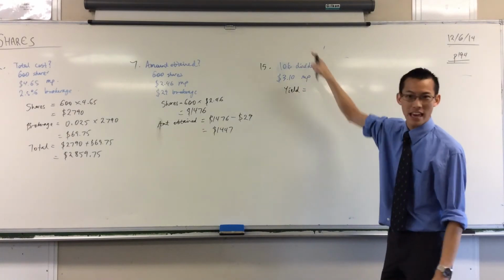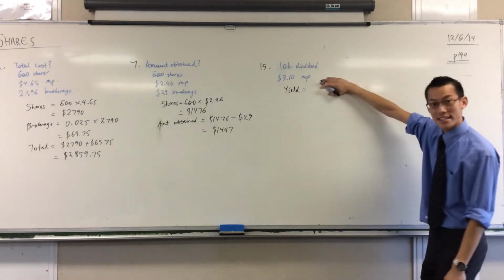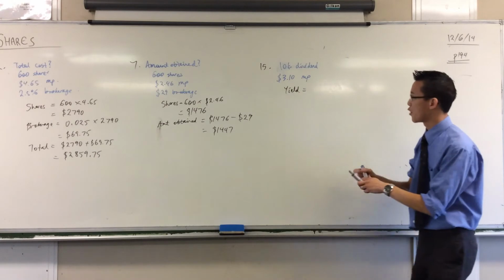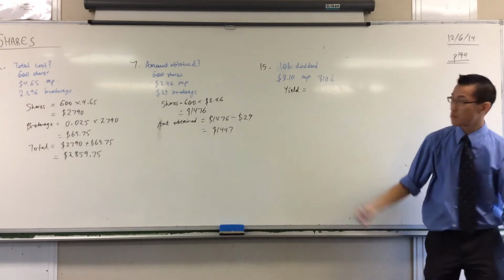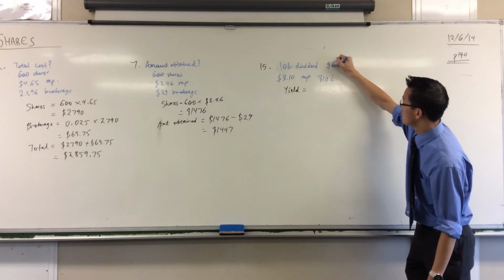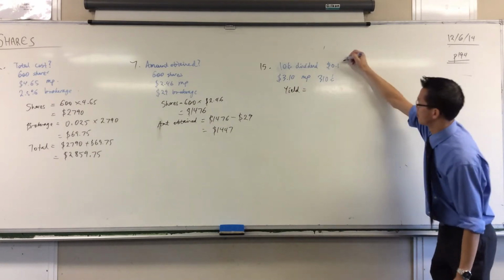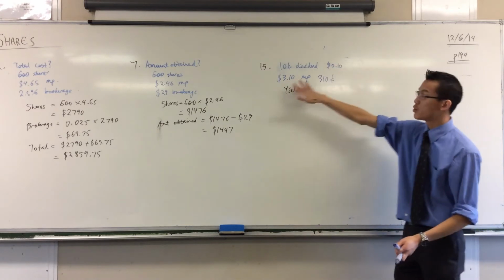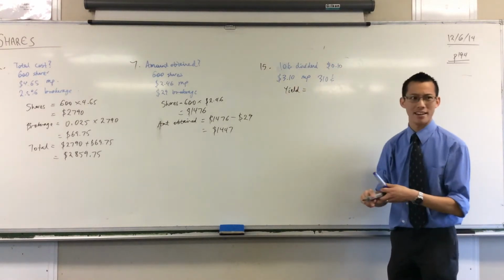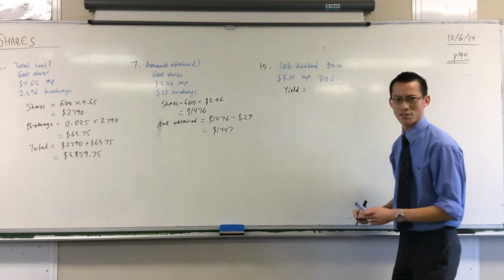So I can do this in two ways. I need them both in the same units, right? I can do it all in cents. That would make this 310 cents. Or I could do it all in dollars. That would make this $0.10, right? So either way is fine, so long as you get the same units. I'm going to go for cents because I don't like decimals. I'm a bit discriminatory like that.